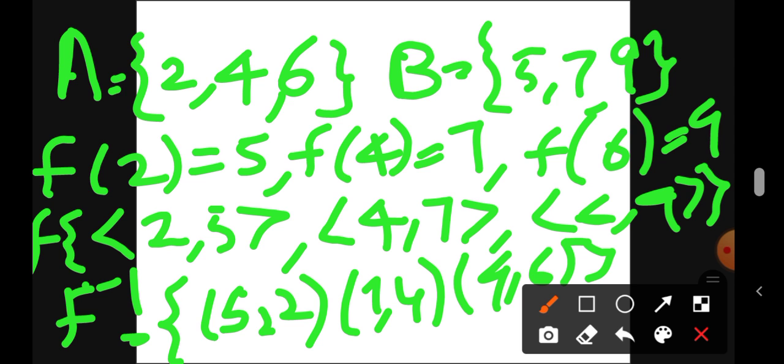Invertible function. Okay, that is, if x is an element of A, y is an element of B, then F inverse of y is called what? X, and this is called inverse function. Just as we say f of a is equal to b, f inverse of b is equal to a.